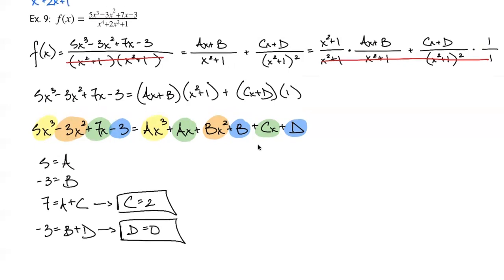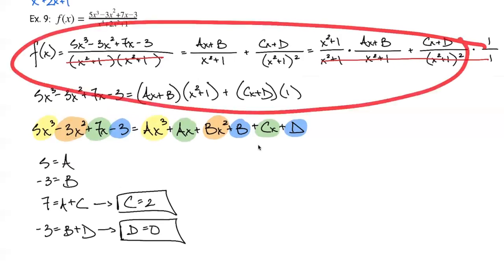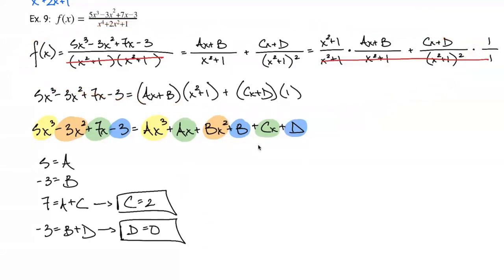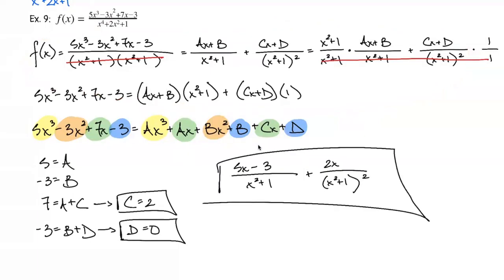Even though this looked like it was going to be way harder and we couldn't really use a shortcut, the actual system wasn't too bad. Our answer is going to be 5x minus 3 over x squared plus 1 plus 2x over x squared plus 1 squared. This time I didn't write the 0 for D, but you could write a plus 0. That would be okay.